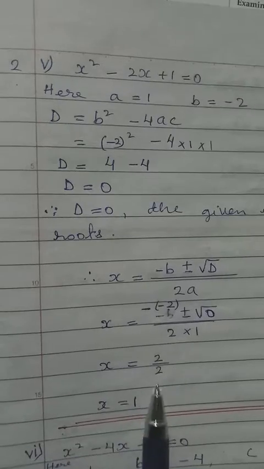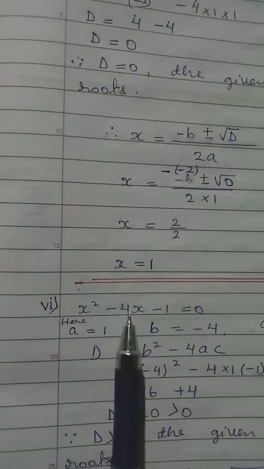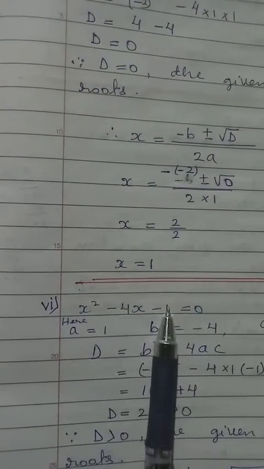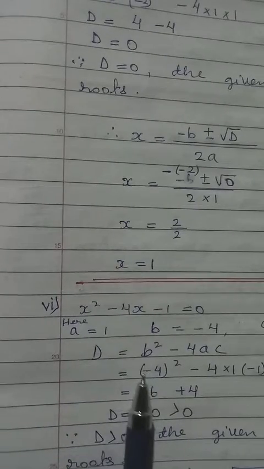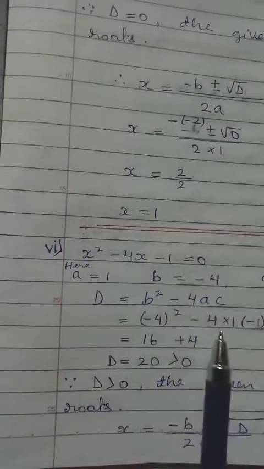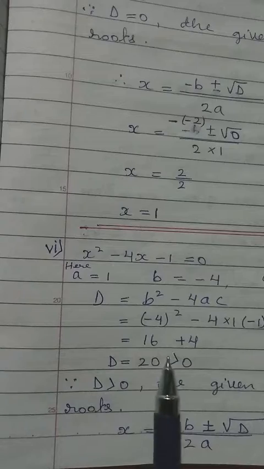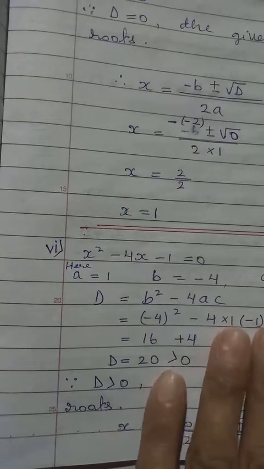So 2 divided by 2, x equal to 1. Then here a is 1, b is minus 4, c is minus 1. Replace in the formula, discriminant: minus 4 whole squared is 16. Here minus times minus plus, 4 into 1, 4. 16 plus 4, 20. Here the discriminant is greater than 0, so we can find out the value of x.